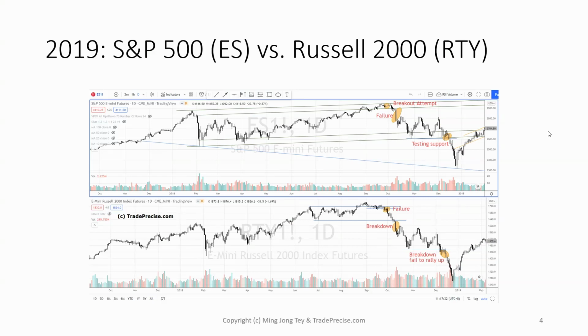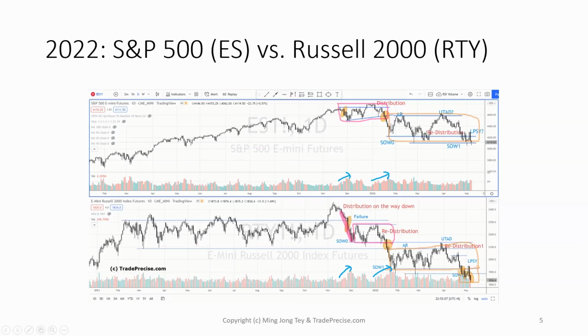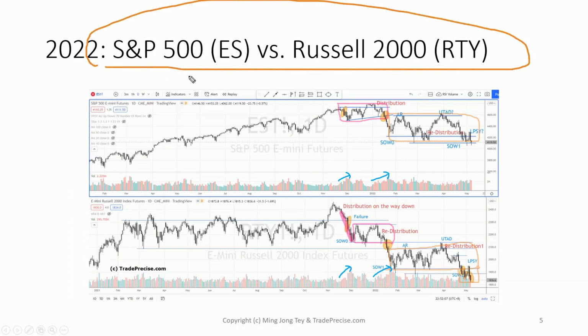So back to today. Let's have a look at this year, 2022. This is also the same comparison, the S&P 500 versus the Russell 2000, and you can definitely tell there's similarity involved. First of all, let me start with Russell. In the Russell, I think the real distribution only started at the end of November here. So that is the beginning of the distribution.